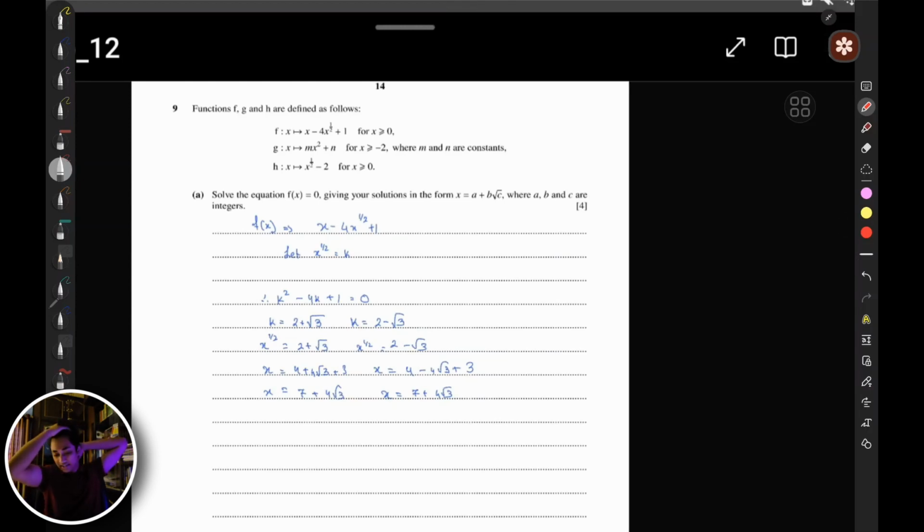Functions f, g, and h are defined as follows. f of x is x minus 4 x to the power half plus 1, for x greater than or equal to 0. g of x is mx squared plus n, for x greater than or equal to minus 2, where m and n are constants. h of x is x to the power half minus 2 for x greater than or equal to 0. Okay. Solve the equation f of x is 0, giving your solution in the form x equals a plus b root c, where a, b, and c are integers.